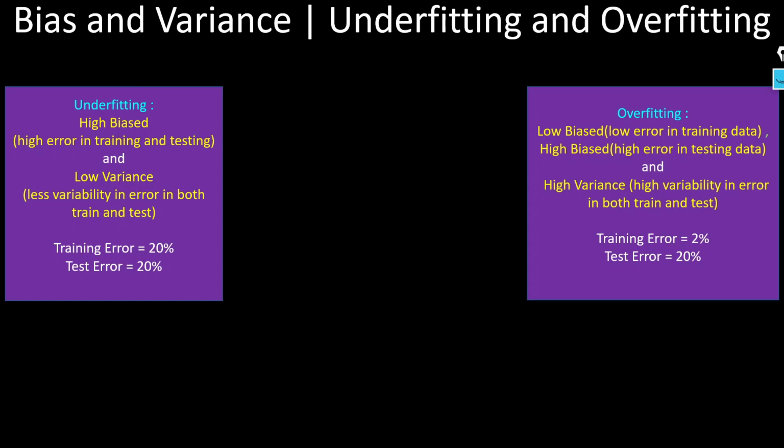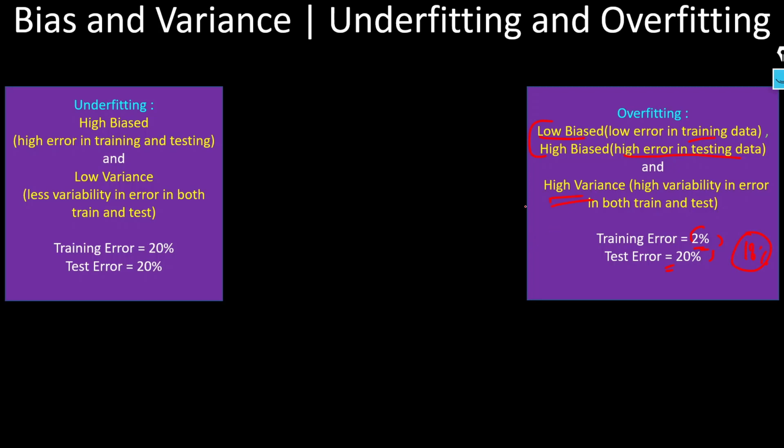Now the second is your overfitting. How do we get overfitting? When we have low bias. Low bias means low error in training and high error in testing. If we have this condition, in that case we will get this type of example, like 2% in training and 20% in testing. It means high variability, 18% variability. It means high variance.